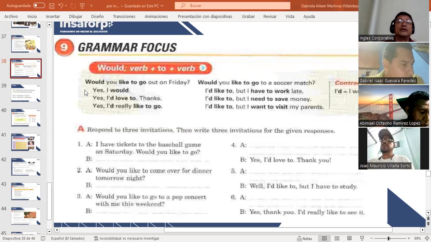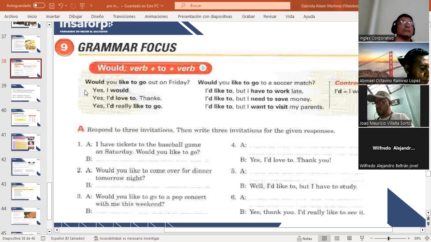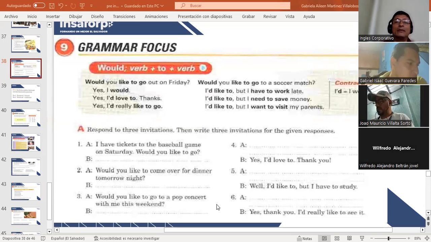So, group number two, number six. Okay, I'll start. Would you like to go to the concert tonight? Well, I like to go, but I have to have dinner with my family. Okay, thank you. But in number six, you already have the answer. Oh, I'm sorry. I read the number five. So number six, you have to write the question. And you were saying, would you like to go to a discotheque tonight? Or would you like to go dancing tonight? All right.